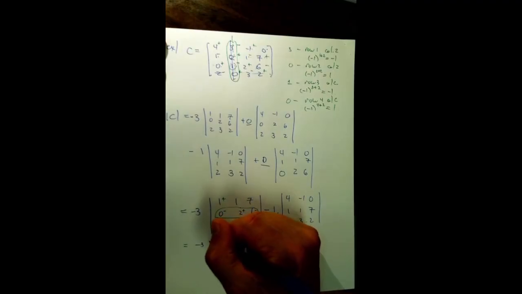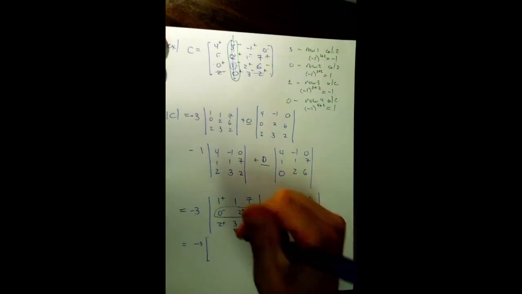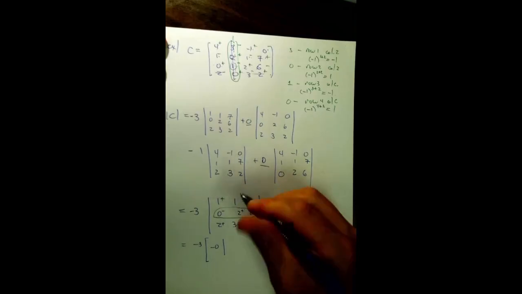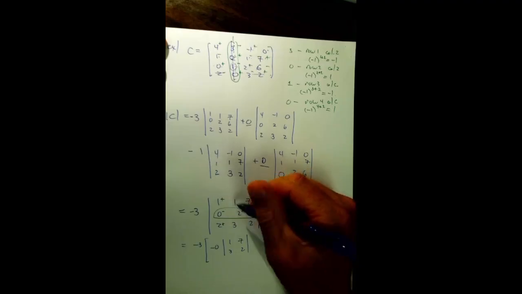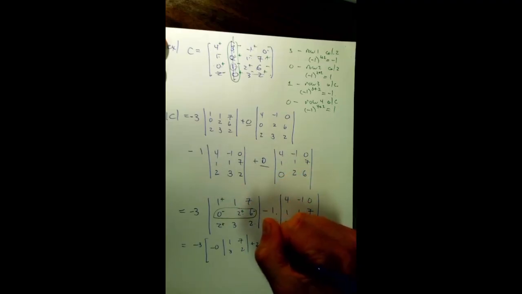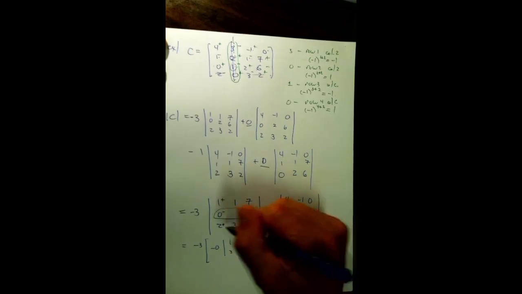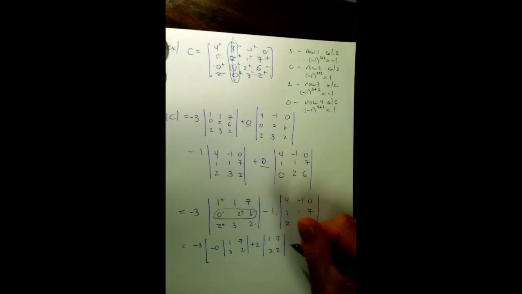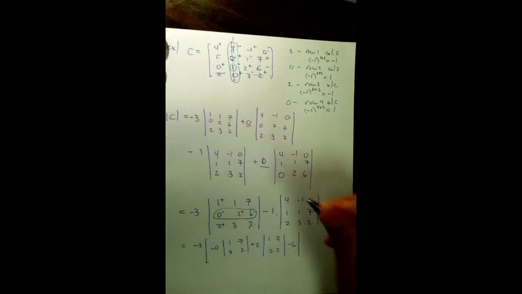So leave the minus 3 alone. This is all going to be times minus 0. If I remove that row and that column, I'm left with 1, 7, 3, 2. Here is going to be plus 2 times. If I remove the middle column in that row, I'm left with 1, 7, 2, 2. And then for the 6 is going to be a minus 6 times. So getting rid of that column, that row, I'm left with 1, 1, 2, 3.